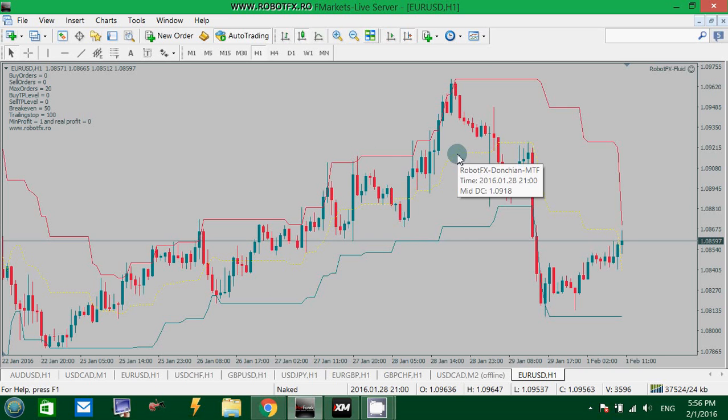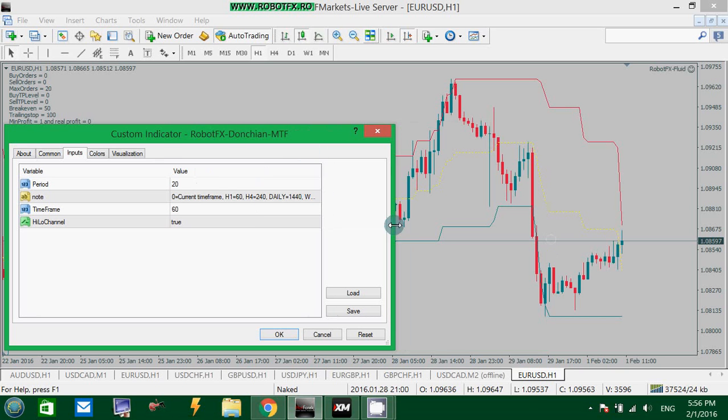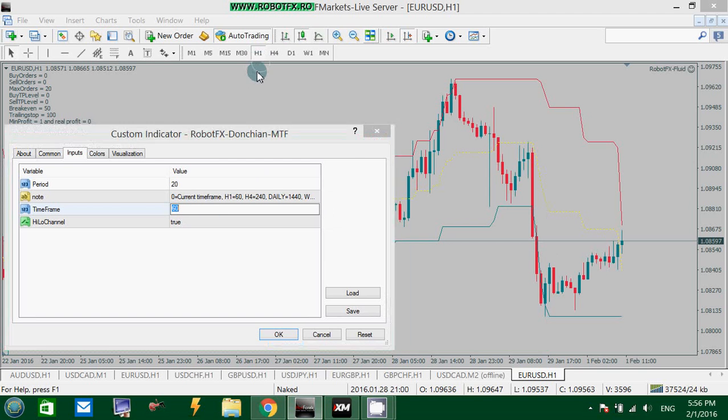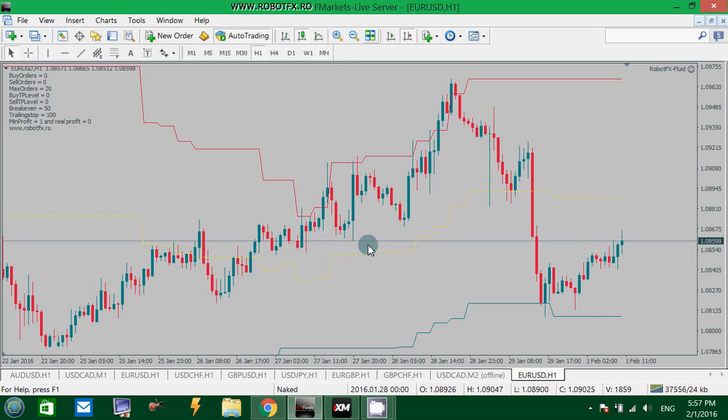Now the difference between this Dungeon Channel and the others is that, this being a multi-time frame indicator, you have the option to change the time frame of the Dungeon Channel. So if I'm trading on H1, which is 1 hour, default 60 minutes, I can set the Dungeon Channel indicator to 240 minutes, which is the H4 time frame. So basically it will show me the Dungeon Channel for the H4 time frame.